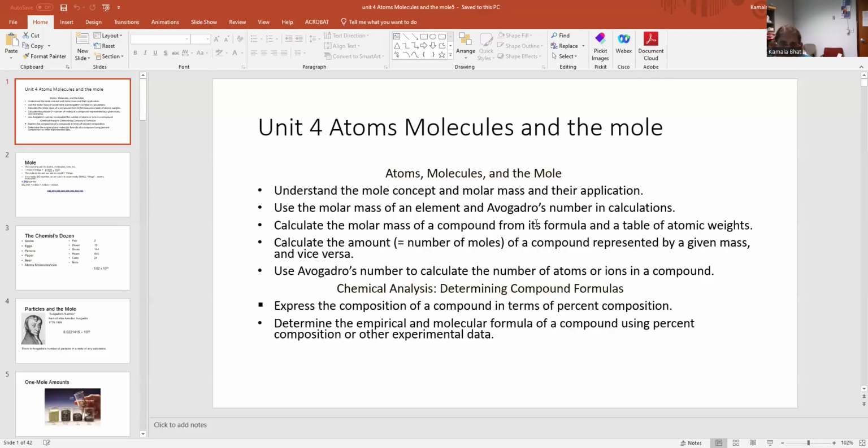The chemical analysis. And that's the last topic for chapter number 2. Determining the compound formula. Express the composition of a compound first in terms of percent composition. Once you get the percentage composition, then you can determine the empirical and molecular formula of a compound using percentage composition or other experimental data that is provided. So how we do that, as we go along with the various slides, I'm going to explain it to you.